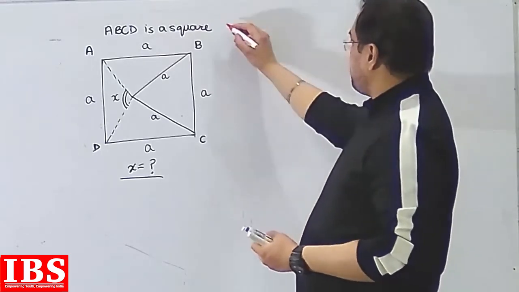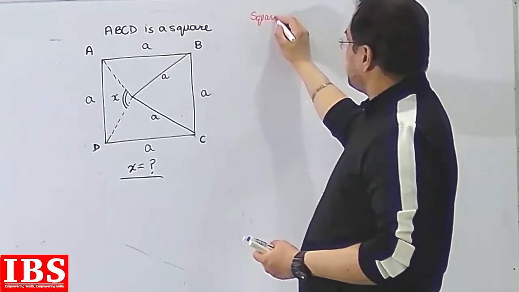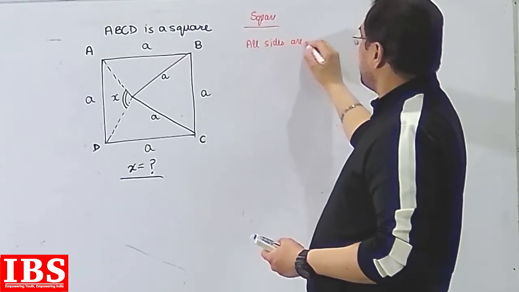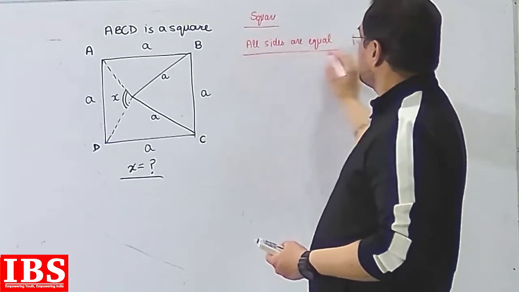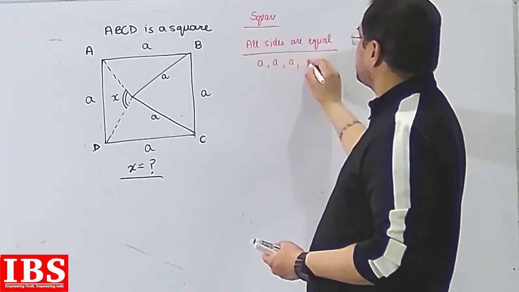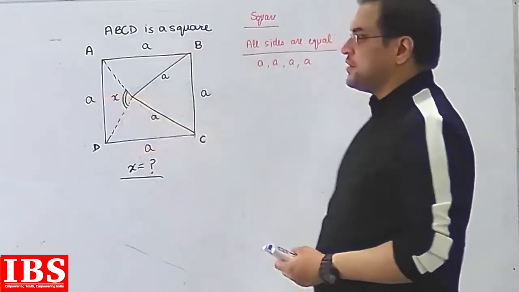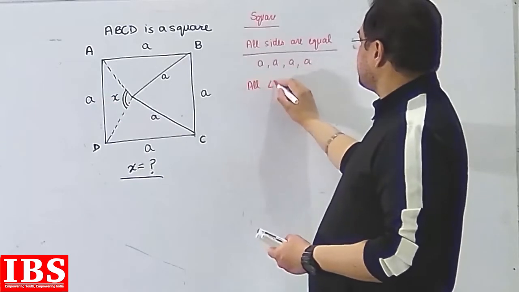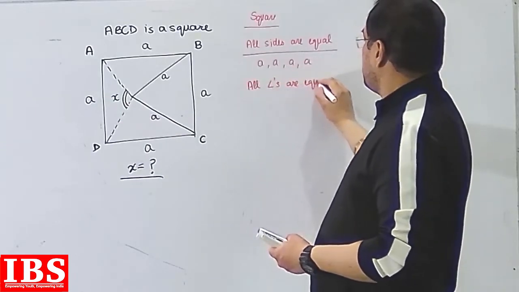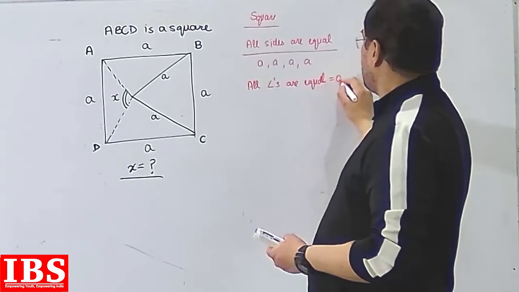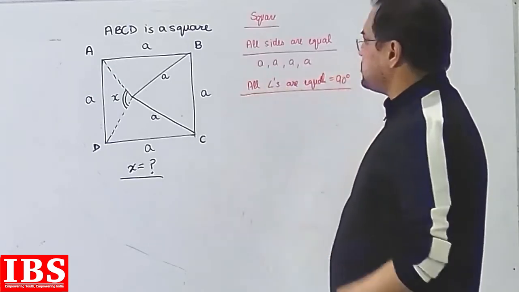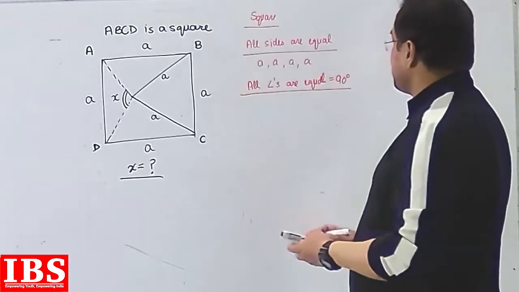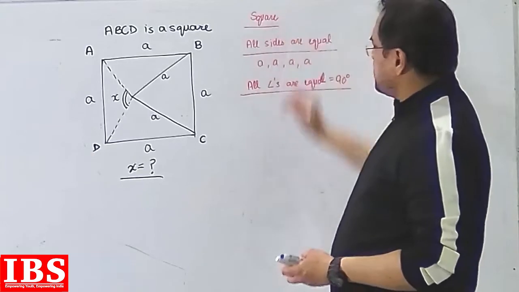Firstly, you need to have the properties of a square. The square property is that all sides are equal. All sides are equal. So we have taken 4 A's. This, and this. There are 4 A's. This is the first property, and the second property is all angles are equal and equal to 90 degrees. So all the angles will each be equal to 90 degrees. Okay, so there are two properties of a square that we are using here.